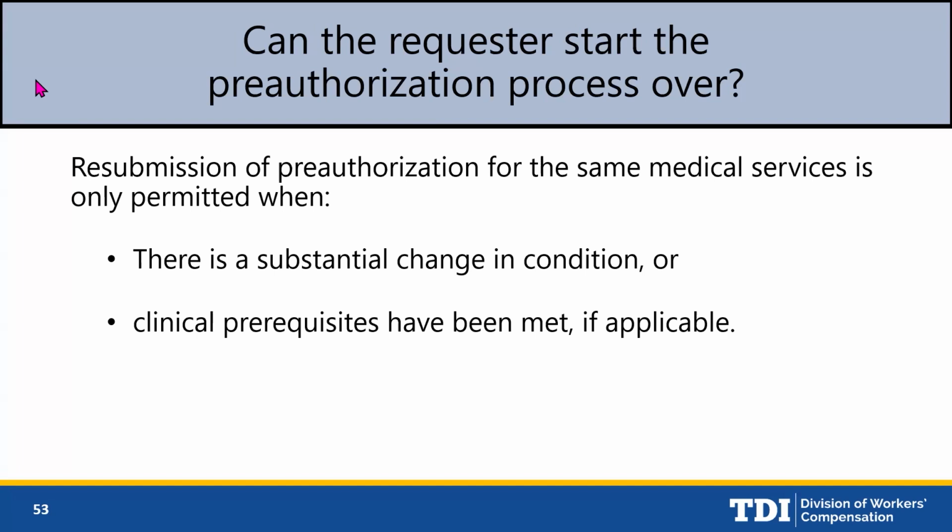There are sometimes clinical prerequisites that need to be in place before you proceed with a surgery, say. So if you've gone back and gotten that psych eval for the injured employee, then you may have met your clinical prerequisites and you can start over with your pre-auth request. But those are the only 2 circumstances where you can start over. So do not miss your deadlines.